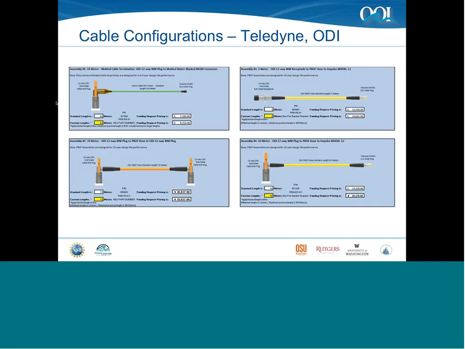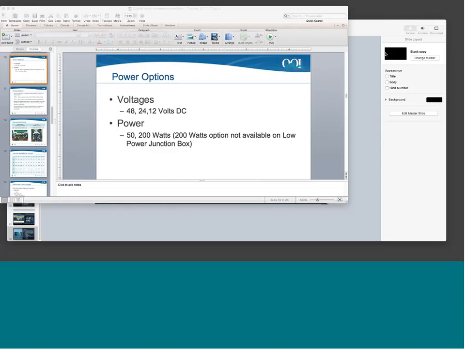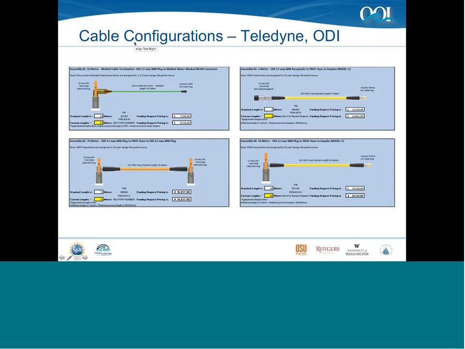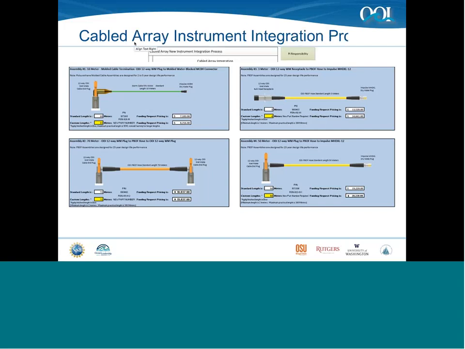So for wet mate cables, Teledyne ODI is the provider of those. Anyone who is going to attach to a junction box, we will provide part numbers that can be shared with Teledyne, so you can get up-to-date quotes on those.